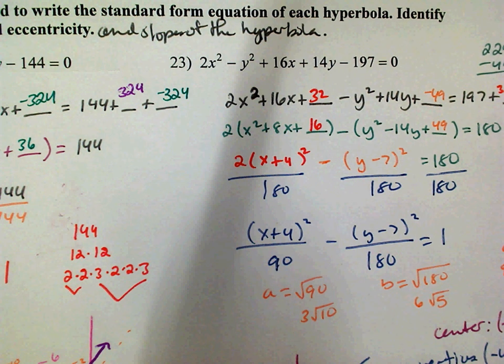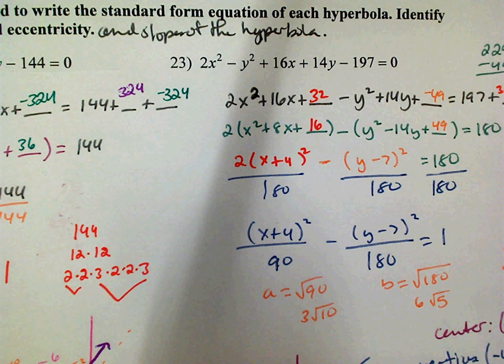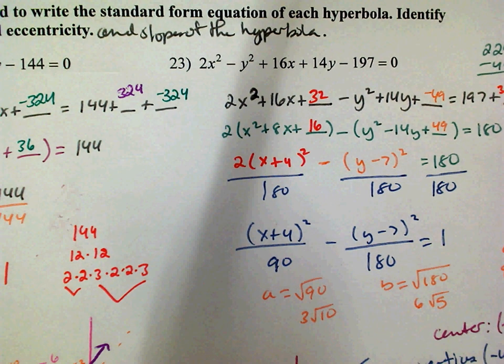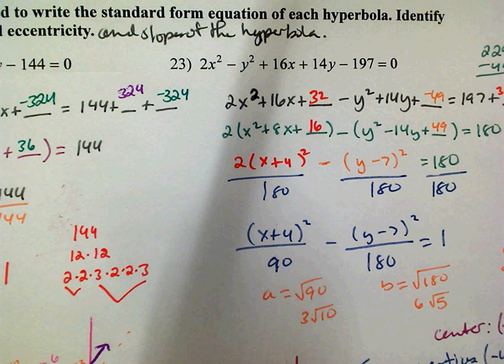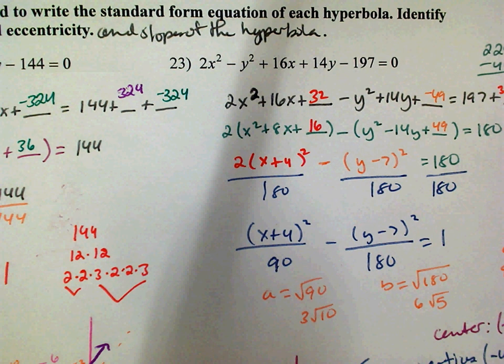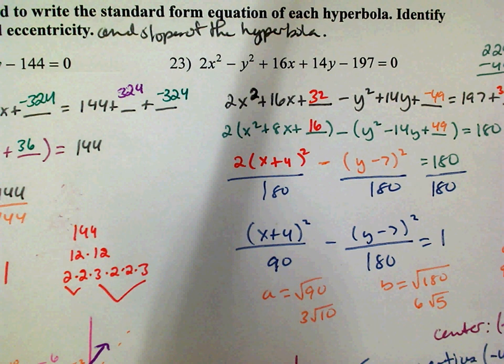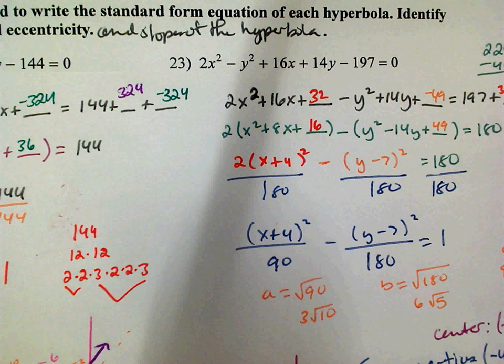And eccentricity, e equals c over a. So c is 3 root 30 over a, which is 3 root 10. Interesting, so the 3 simplifies out. The square root of 30 divided by the square root of 10 is the same thing as the square root of 30 divided by 10, which is just the square root of 3.